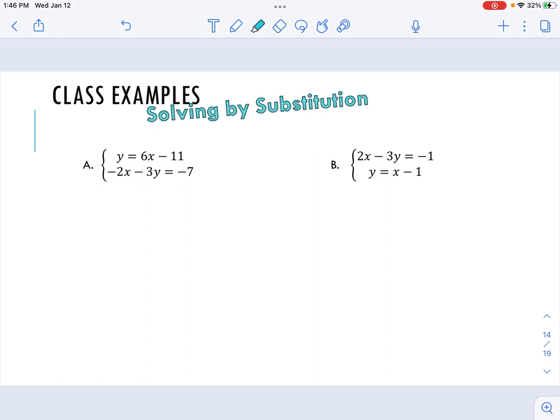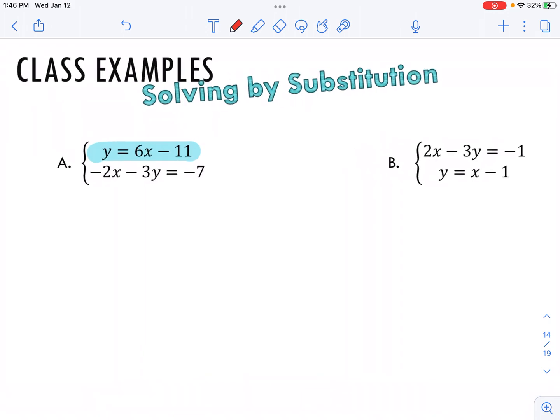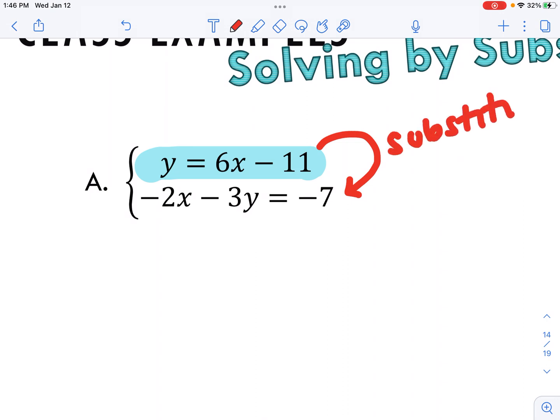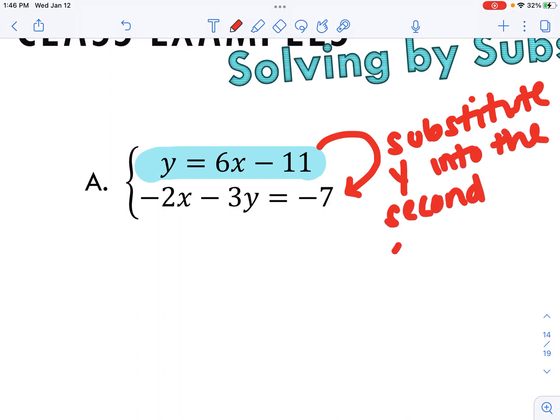Like we said before, in both of these examples, you're going to notice that one of the equations has a variable solved for. So in theory, what I'm going to do in example A is take y equals 6x minus 11. I'm going to say my value of y is equal to the expression 6x minus 11. So I'm going to substitute y into the second equation. And if you need to write that down, you can. Substitute y into the second equation.